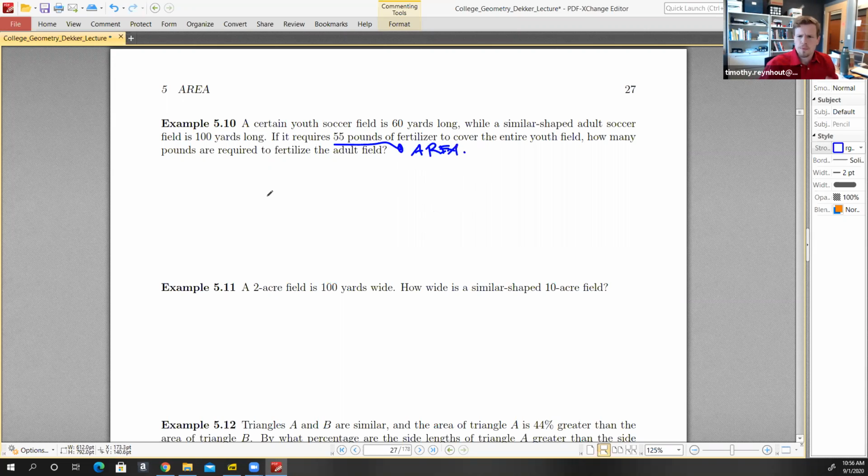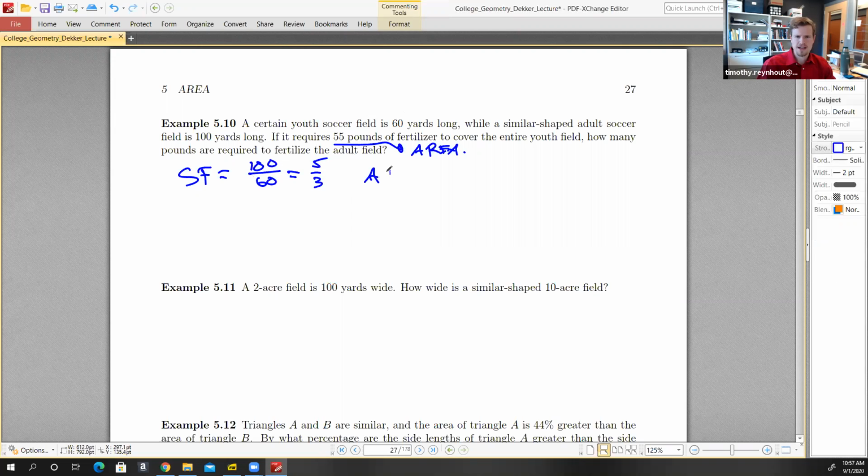So we need to identify the area factor and multiply by the area factor to go from the youth field to the adult field. We can do that by first identifying the scaling factor. And the scaling factor would be given by the adult soccer field is 100 yards long and the youth is 60 yards long. So to go from the youth to the adult, this is the scaling factor. We could simplify this to 5/3.